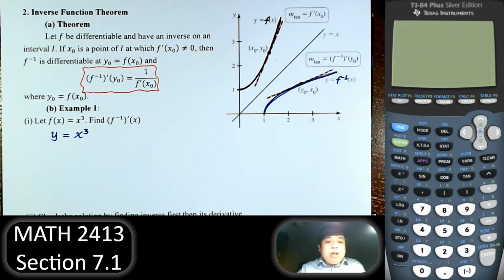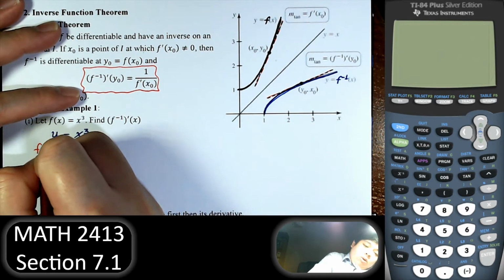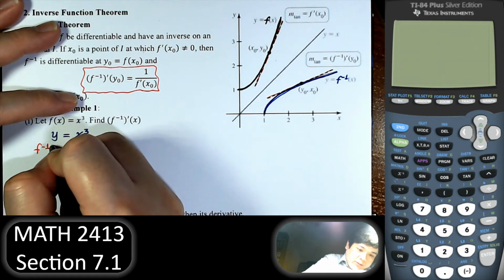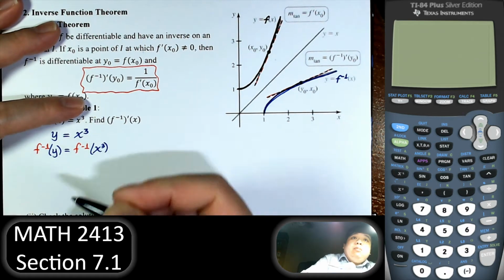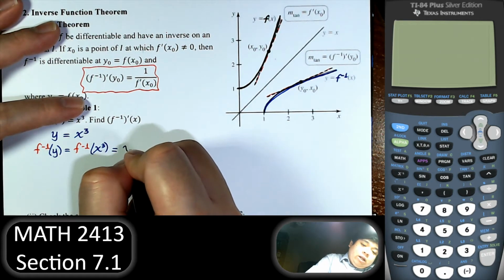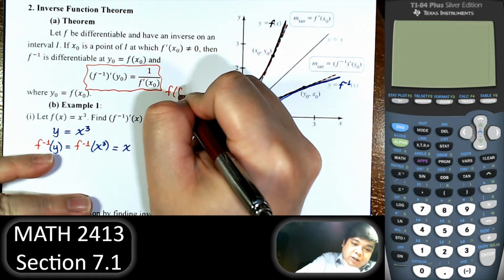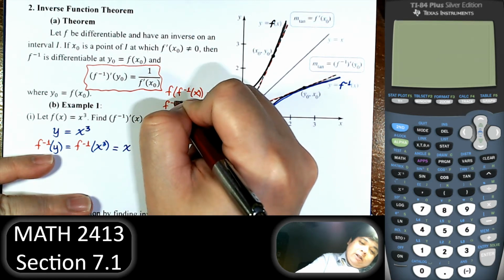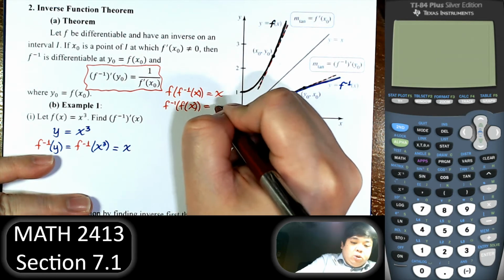Then, according to the inverse, the composition of the inverse and the function will give it back to x. So if we have the inverse on both sides, by the definition of inverse, it has to be equal to x. Let me just write this. The function and the inverse give back x, and the inverse and the function also give us back x.